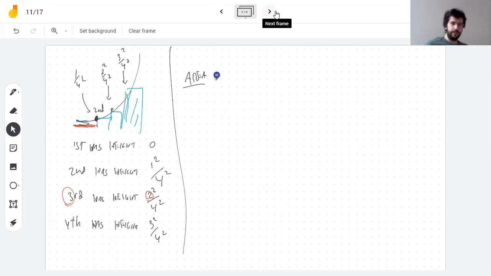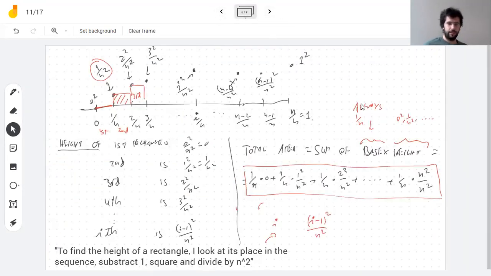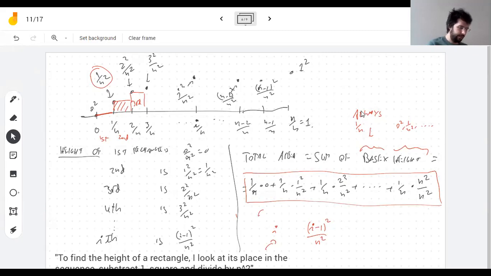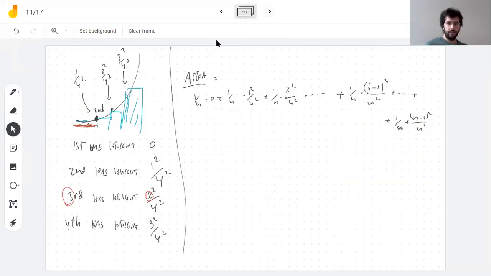So what I got was that the area is 1 over n times 0 plus 1 over n times 1 squared over n squared. At some point here, I have 1 over n times i minus 1 squared divided by n squared. Oh, this is not right. Oof. So the last rectangle doesn't have height n squared, because I'm using the penultimate points for it. So, okay. So this is the area that I have.